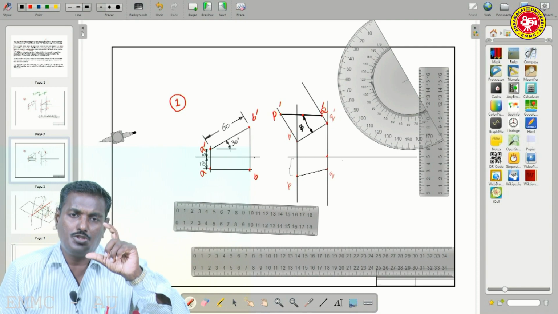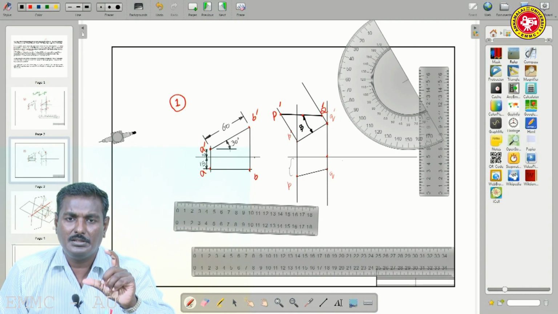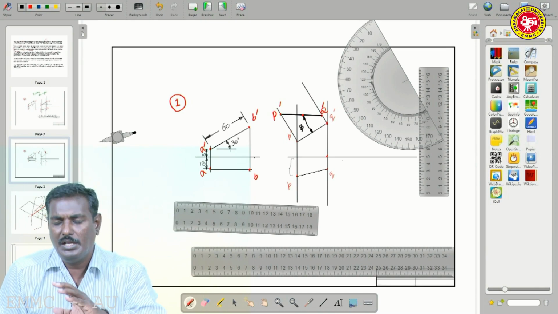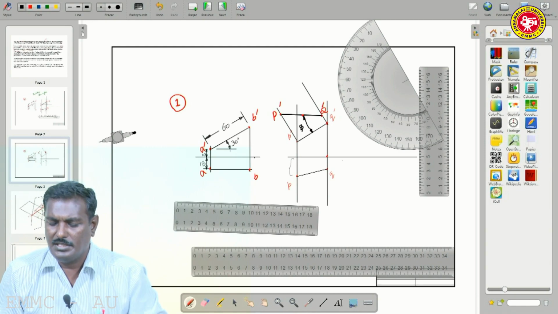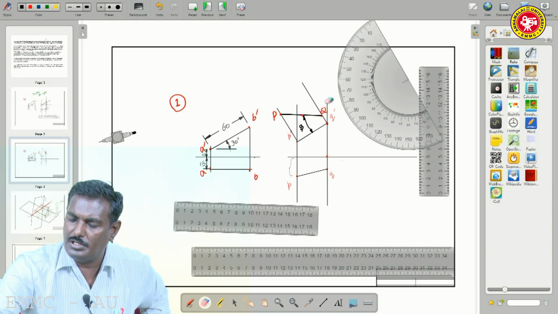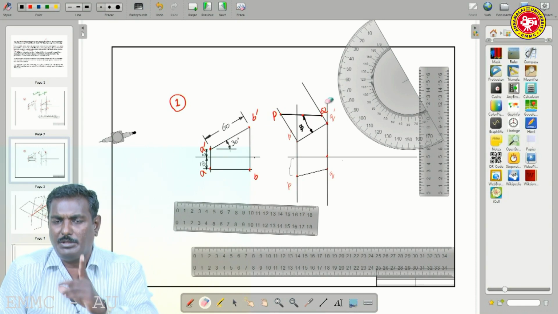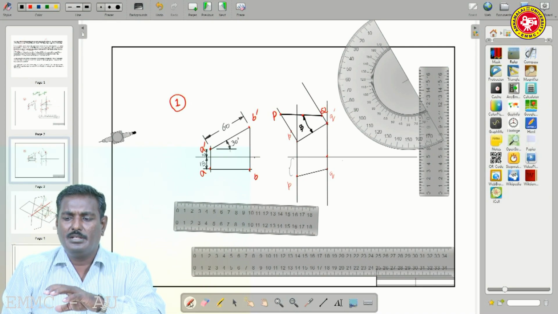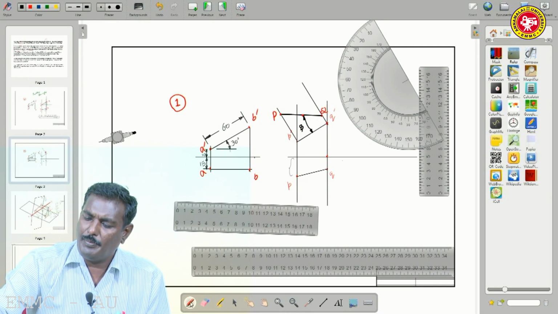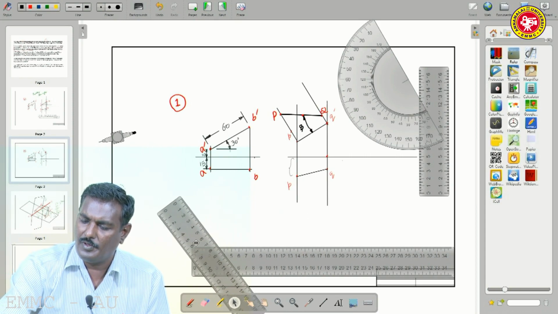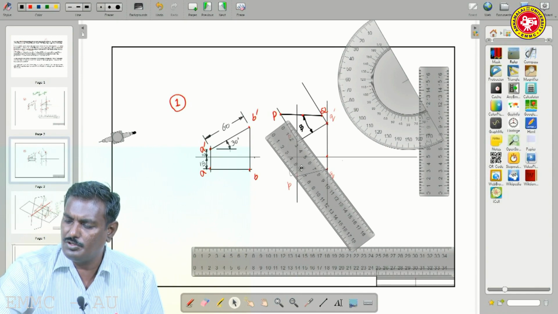Whatever true length is obtained, that inclination is as it is with respect to HP, but here it is with respect to VP from P dash Q dash. Only capital Q and capital P. Yeah, this is similar. So, what about below? Draw a perpendicular line to this.